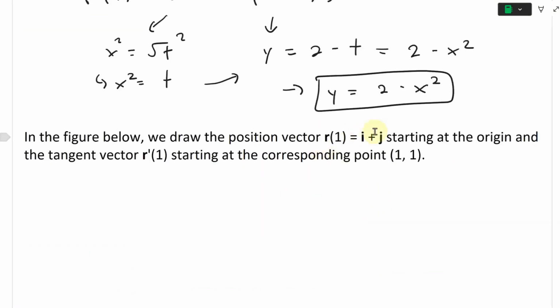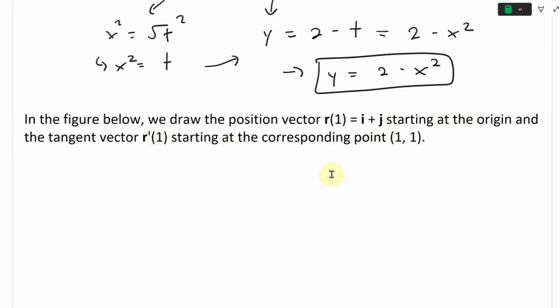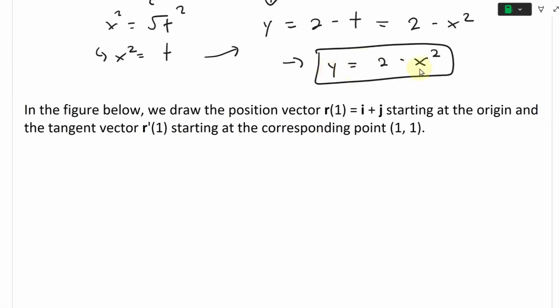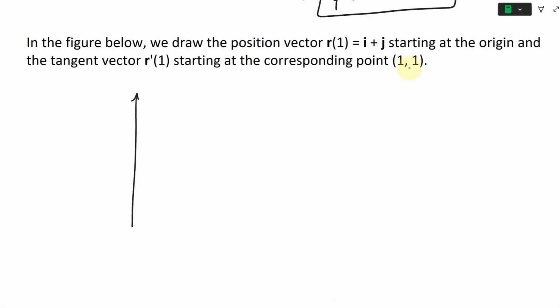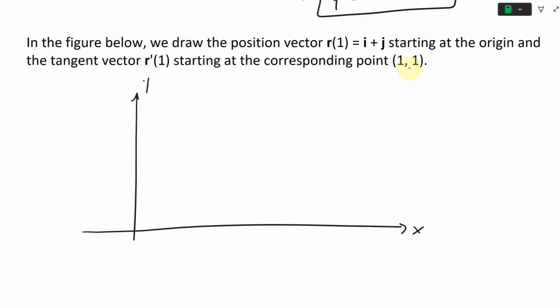In other words, the position vector goes from the origin to 1, 1, and then the tangent vector is tangent at this 1, 1 point. So we draw the vector from there. Let's draw this out. We also know that the curve is y equals 2 minus x squared. So if we graph this as just the x and y axes, there's the x, there's the y.